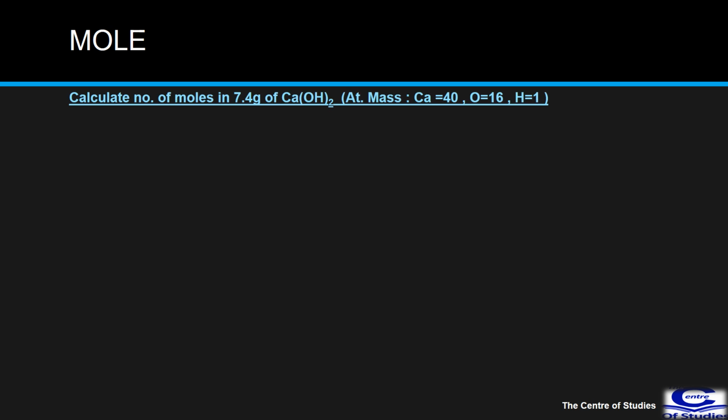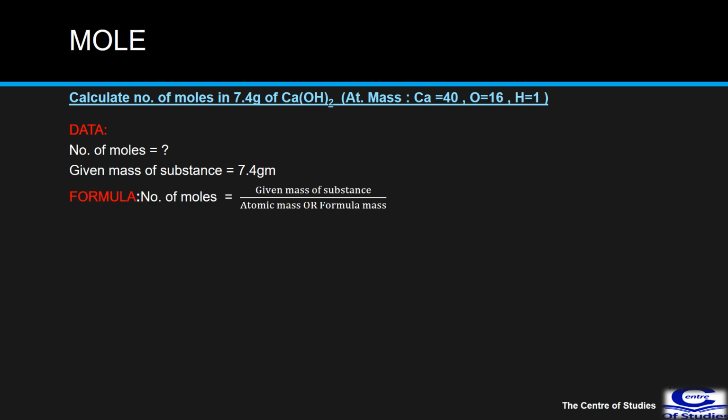For example, calculate the number of moles in 7.4 grams of calcium hydroxide. You will be provided with the atomic masses of the elements. For instance, calcium is 40, oxygen is 16, and hydrogen is 1. You have to make a data first. In data, you will write what is required and what is given. You have to find out the number of moles, and the given is the mass of the substance, which is 7.4 grams. Now, writing the formula, number of moles is equal to gram mass of the substance divided by atomic mass or formula mass.